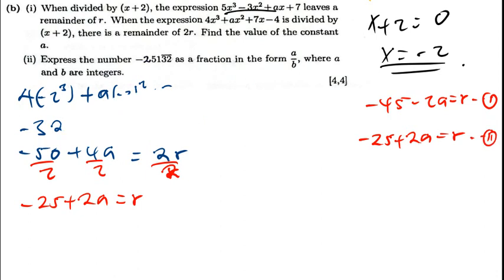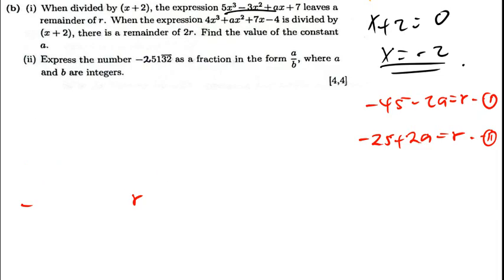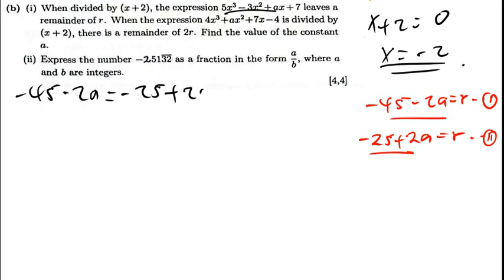Now I can get rid of this. The r we are talking about is the same thing, so we equate r equal to each other. We are going to equate this equal to that, because r and r are the same. The question is asking us to find the value of a. So negative 45 minus 2a is equal to negative 25 plus 2a.